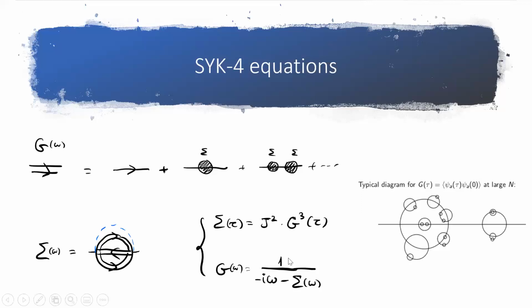So it looks like the result is very similar to what we got for the SYK2 model, and we can also solve it analytically or on the computer. But there is one caveat. These equations are not so simple because they are defined in different domains. The Green's function, the first line, is defined in the time domain, while the second line is defined in the frequency domain.